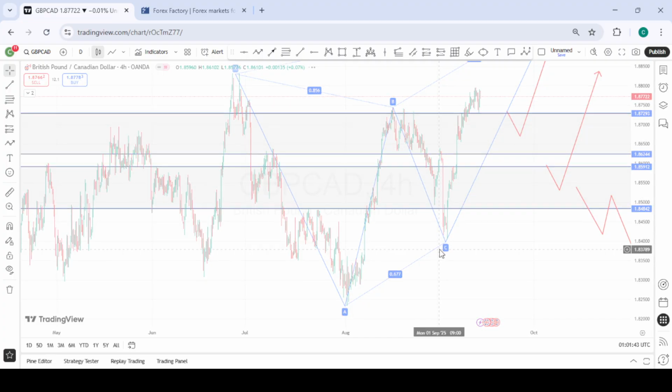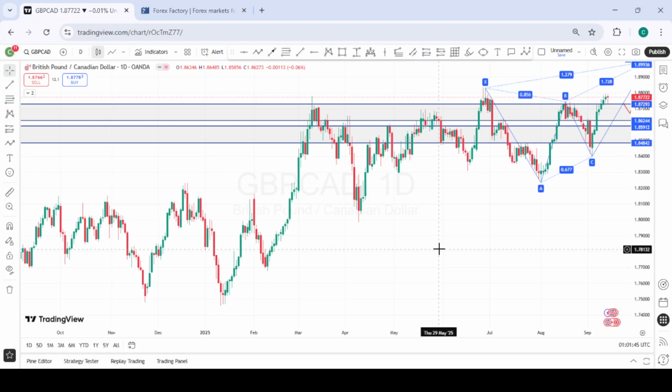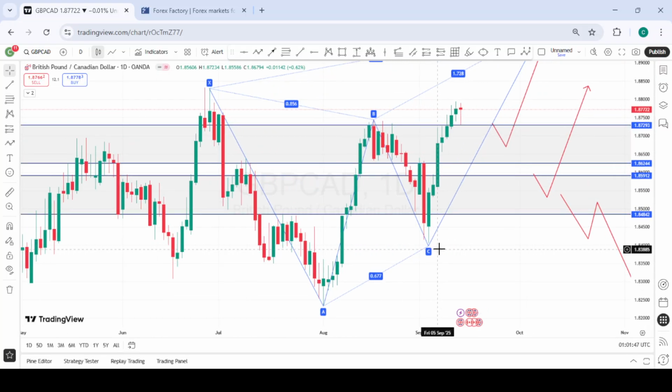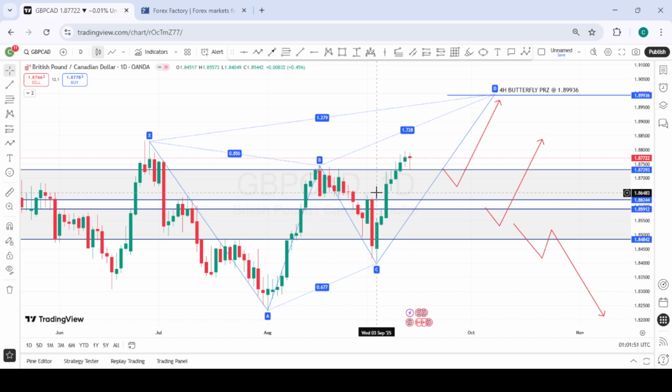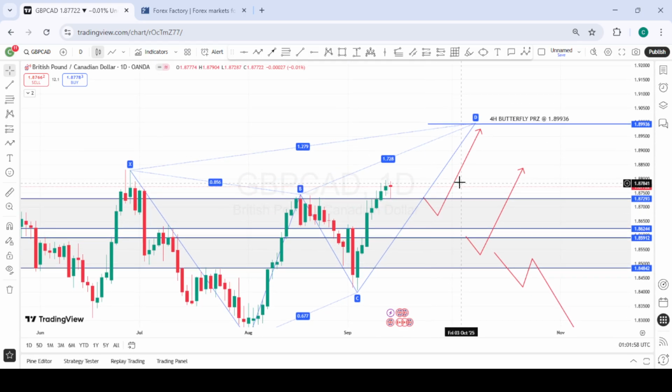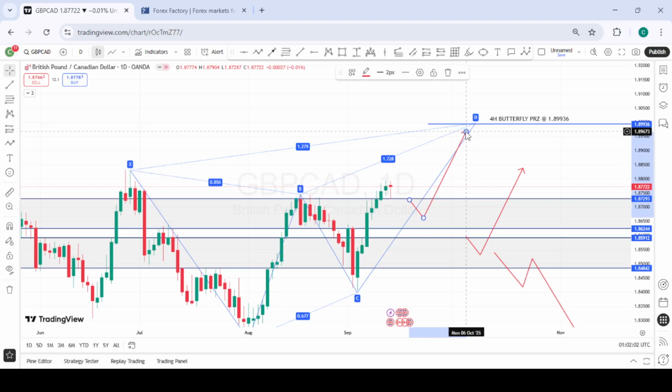We also have here GBPCAD, where last week we were expecting price to actually pull back to this zone somewhere around here to give us some bullish confirmations to the upside, but we never got that pullback. So for the coming week, we'll be expecting price to pull back to this very first zone, give us some bullish confirmations, and then look for buying opportunities within this first zone.